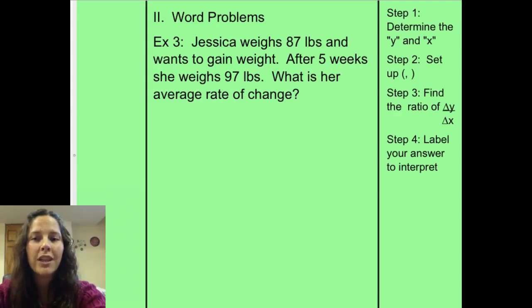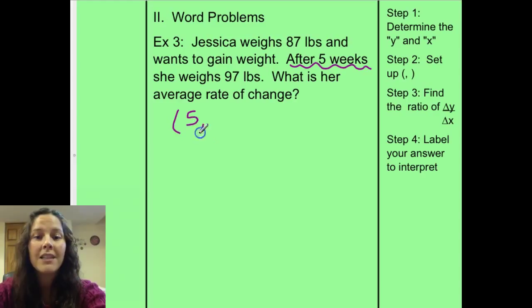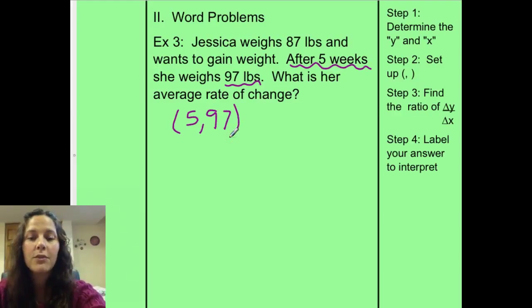This one's a little tricky. The second piece of information does give us an input and an output, but the first one doesn't appear to. So let's start with the easier piece of information, and then we'll go back to the first one and see if we can figure out what both values are. So after 5 weeks, the input is the 5 weeks because the 97 pounds can't change until time changes. So our first ordered pair is (5, 97).